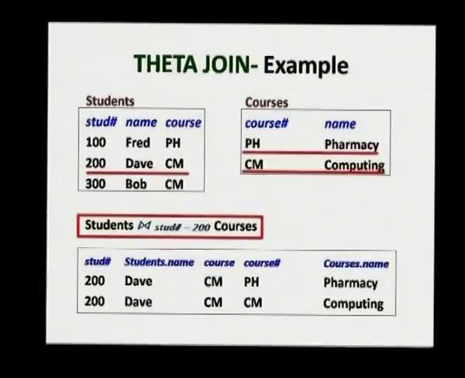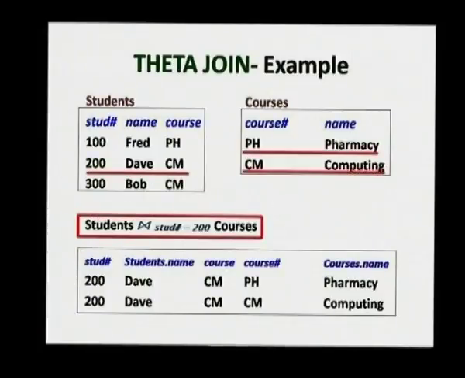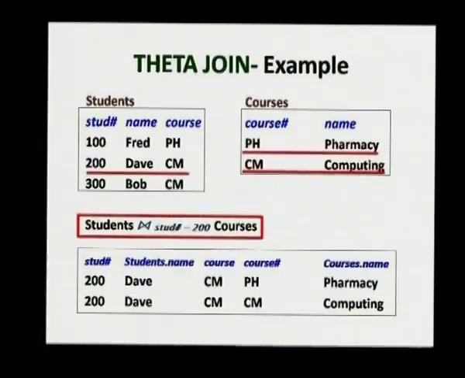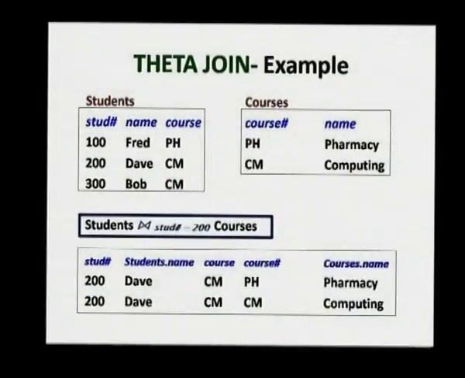Now, the condition you are putting is that the student number should be equal to 200. So, you will take 200 and combine it with this, and you will take 200 again and combine it with this. That is the theta join. If you had not put this condition, then you would take each one of these and combine it together, and it would become like a Cartesian product. Here you are putting the theta condition, which is a Boolean condition. So, that is the theta join operation.